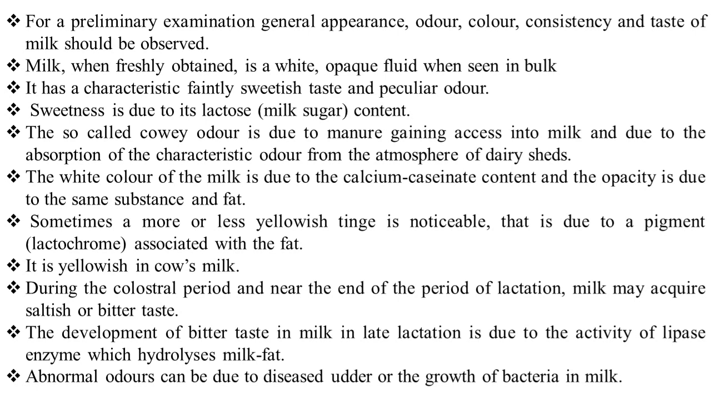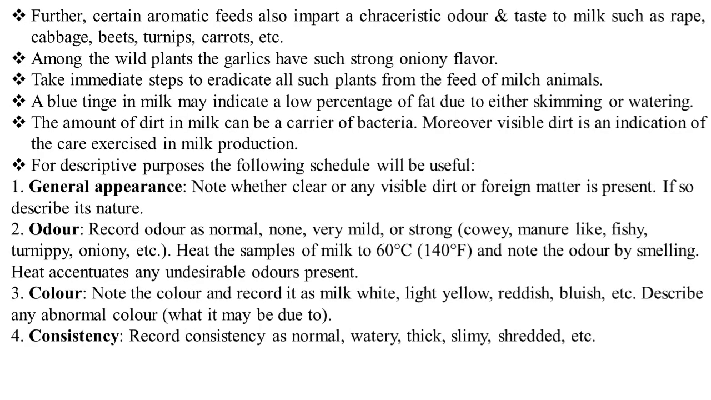Abnormal odors can be due to diseased odor or the growth of bacteria in milk. However, certain aromatic feeds also impart a characteristic odor and taste to the milk, such as rape, cabbage, beets, turnips, carrots, etc. Among the wild plants, the garlics have such a strong oniony flavor. Take immediate steps to eradicate all such plants from the feed of the milch animals.